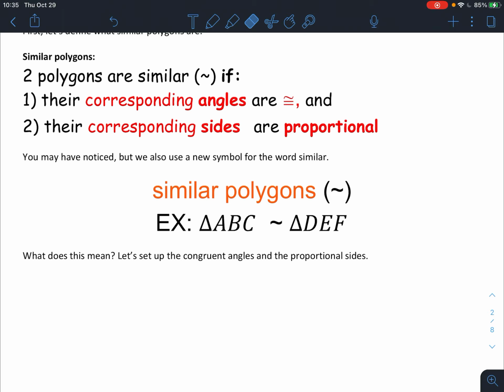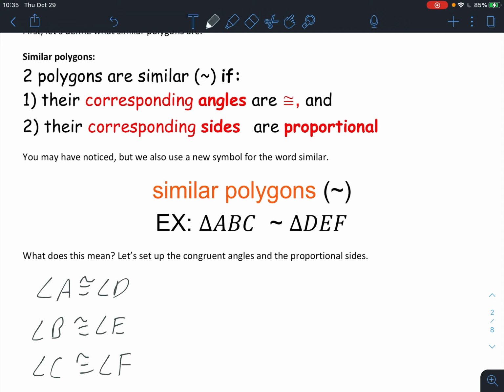So you may have noticed we use that new symbol, like I said. Similar polygons get a little tilde. So for example, we could say triangle ABC is similar to triangle DEF. Okay, so what does that mean? It means we have congruent angles and proportional sides. Just like when we did congruent triangles, the letters match up. So we could say angle A is congruent to angle D, angle B is congruent to angle E, and angle C is congruent to angle F.